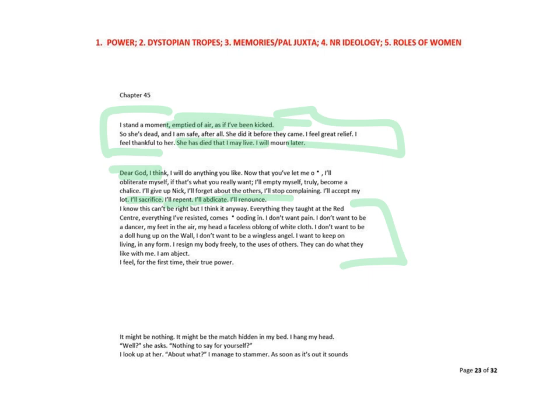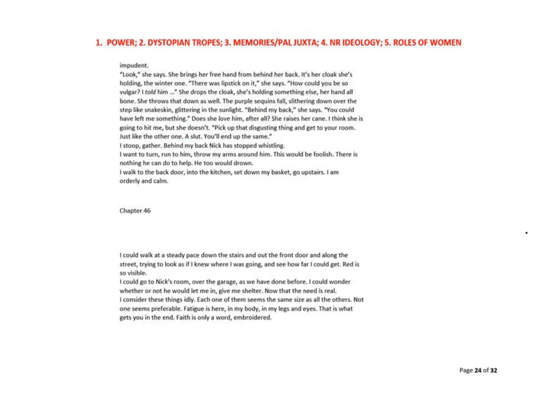And then she's summoned by Serena Joy. Twist here, of course. So there's Serena Joy: "Nothing to say for yourself?" "About what?" And then we get, look, she brings her free hand from behind her back. "It's her cloak she's holding, the winter one." So she's been rumbled in terms of going to Jezebel's.